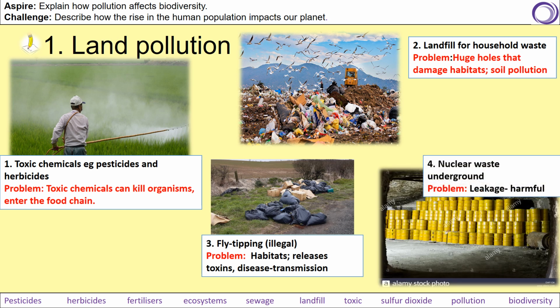A final example of land pollution includes the storage of nuclear waste underground from a nuclear power plant. These barrels contain spent fuel from nuclear reactors and can take up to 10,000 years to decay, if not more. They're stored 500 metres underground, but the problem is if there is a leakage, it can be incredibly harmful.